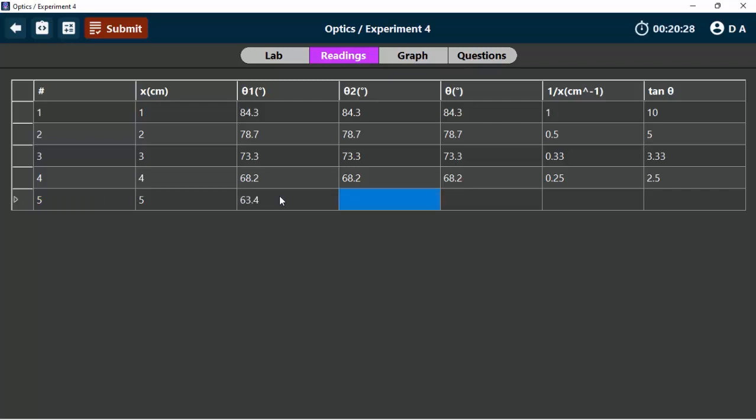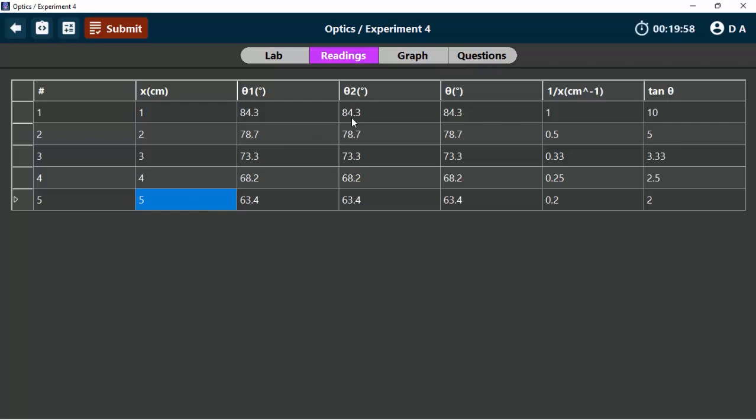And here you have 63.4, and the average is 63.4. Then 1 over x, which is 1 over 5, is 0.2. Then tan theta is 2. That's tan 63.4, which is roughly 2. So this is our reading for various values of x.